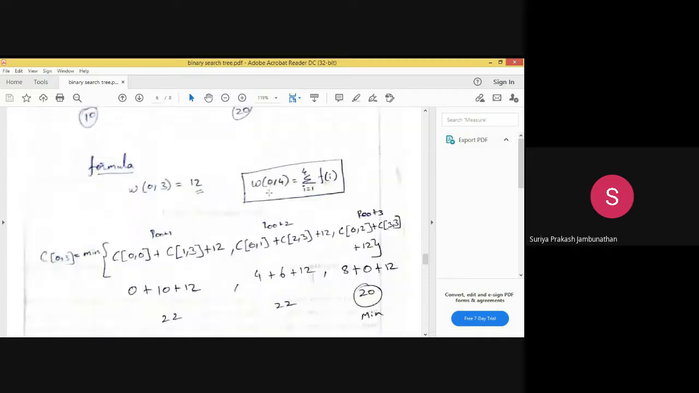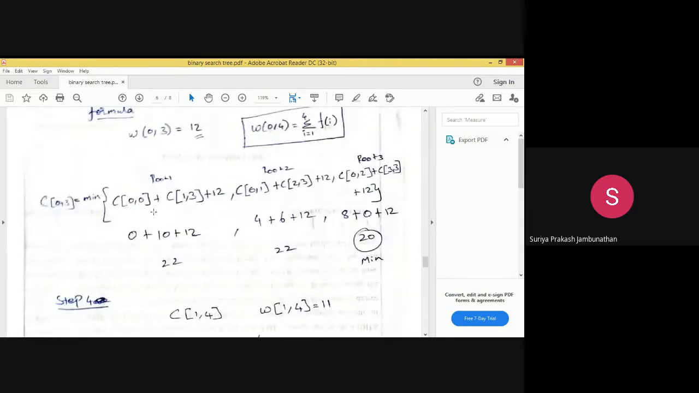So that value we are considering as k value. When we are calculating for 10 we are keeping the k value as 1. When we are calculating for the next value we are keeping the k value as 2. The third value the k value is 3. Okay, now C of i comma k minus 1 plus C of k comma j plus W of ij. So W of ij is 12. C of i comma k minus 1 is 0 comma 0. C of k is 1 and j value is 3.